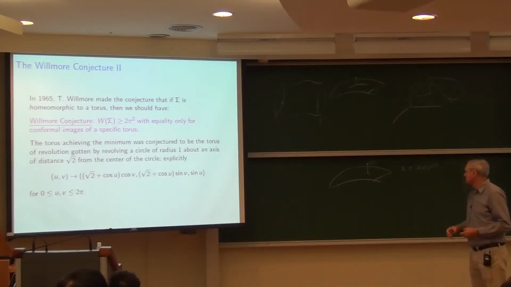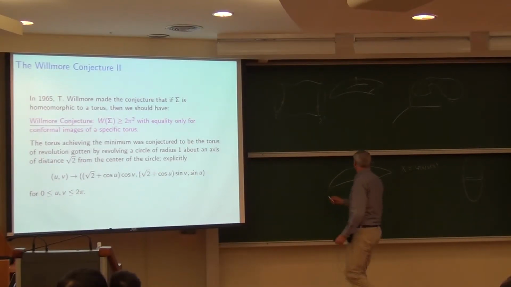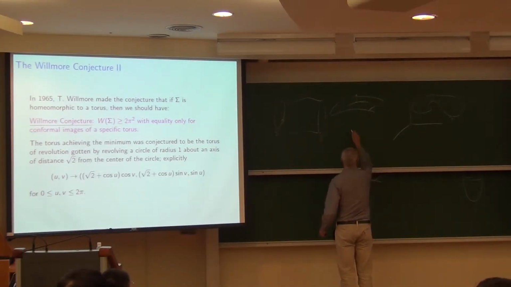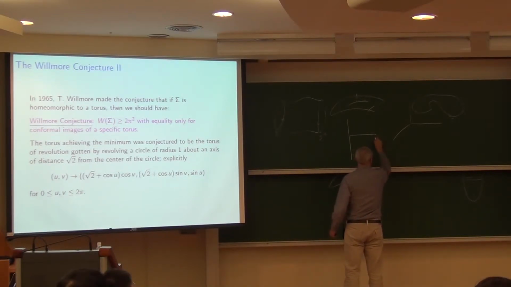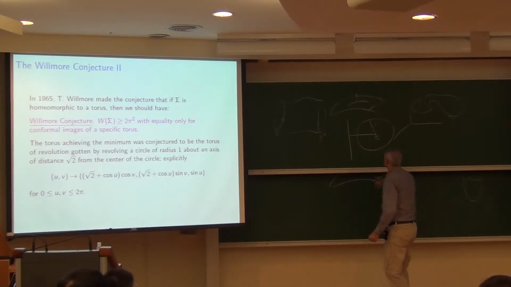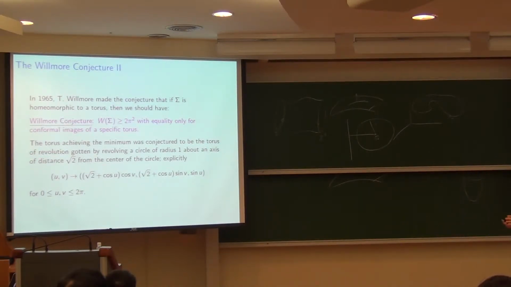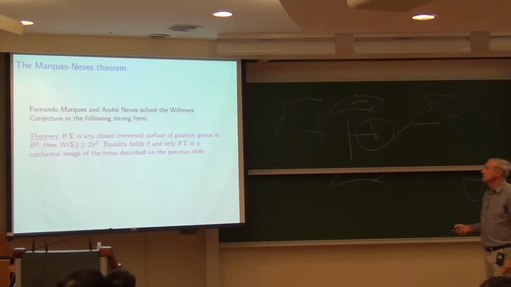It's obtained by taking a circle of radius 1 and rotating it about an axis, which is a distance square root 2 from the center. So we take here square root 2, and a circle of radius 1 set at that point, and then we rotate that about an axis, and we get a specific torus of revolution. The Willmore conjecture is that this torus, uniquely up to conformal transformation, minimizes the Willmore function.